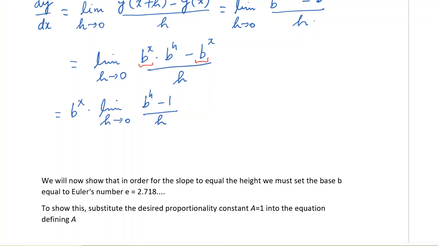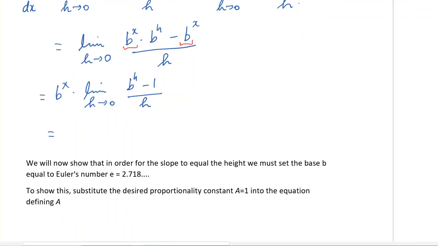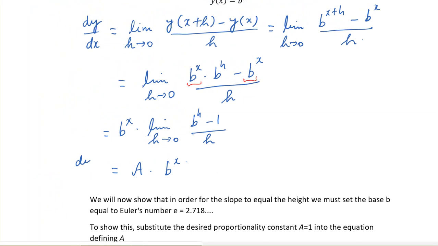Alright, so if we want to make it a little bit simpler, this is a times b raised to power x. So we got dy over dx is equal to a times b raised to power x, where a is equal to limit h approaches 0, b raised to power h minus 1 over h.